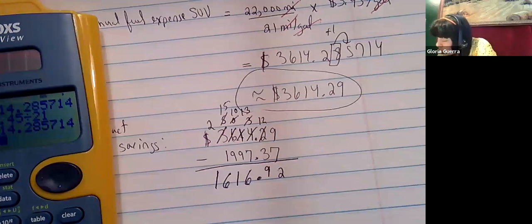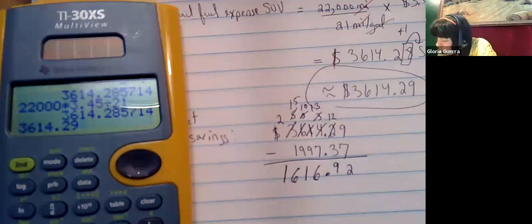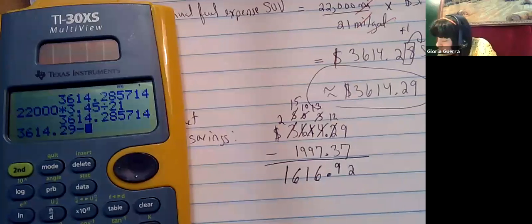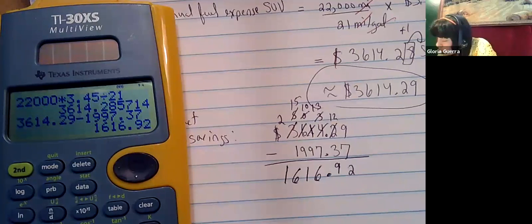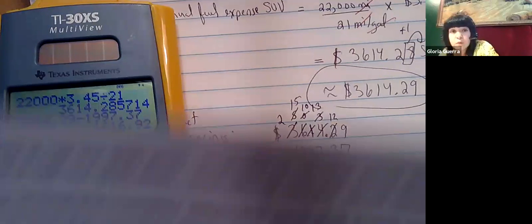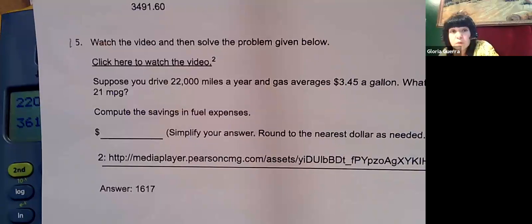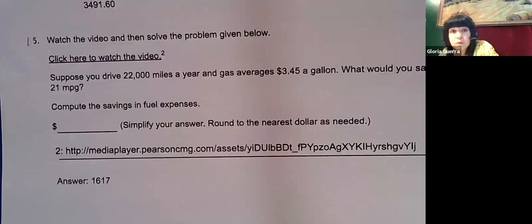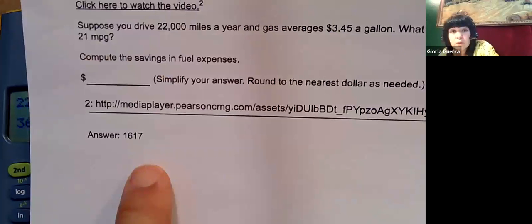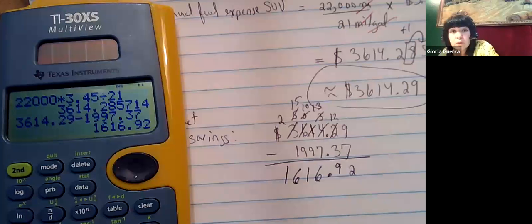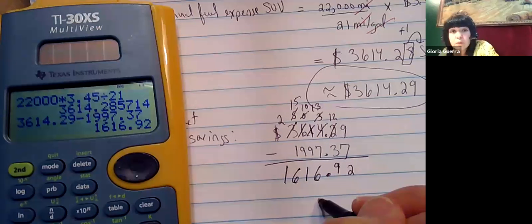3614.29 minus 1997.37 is 1616.92. Yeah, okay. And they say here, let's see, compute the saved expenses, simplify your answer, round to the nearest dollar as needed. Okay, so you can kind of check our answer there. Rounding to the nearest dollar, that's the ones place value. That's the nearest dollar.